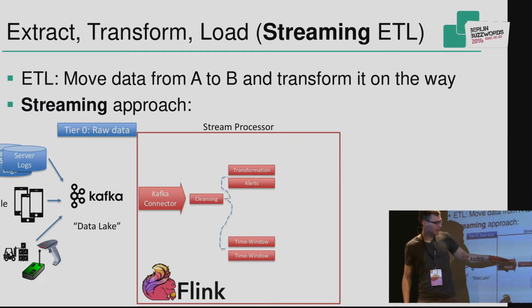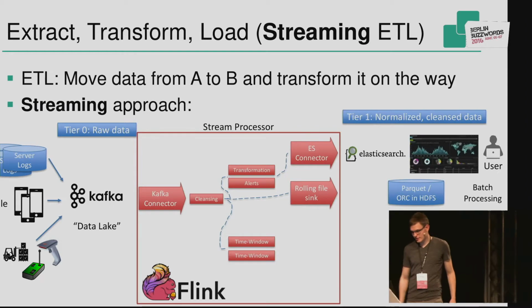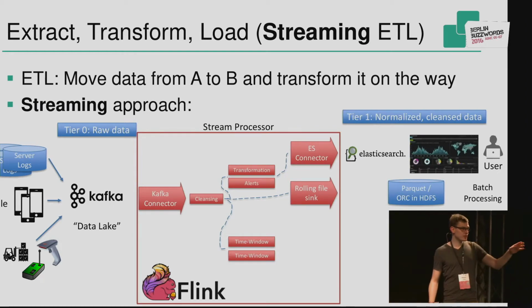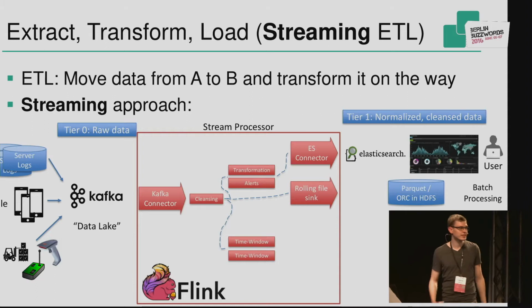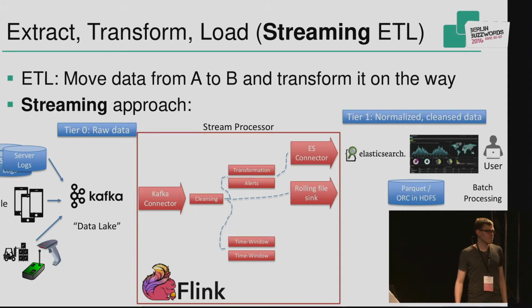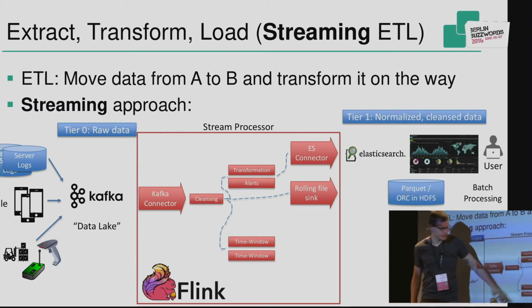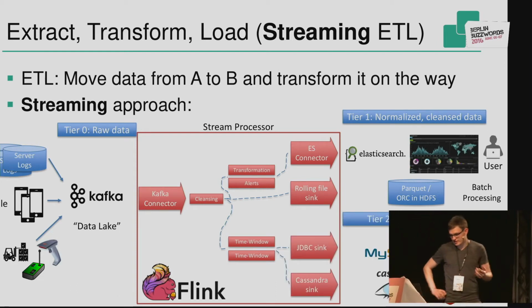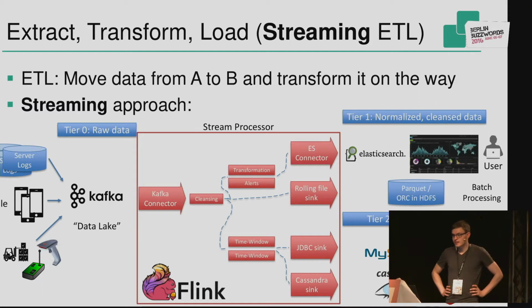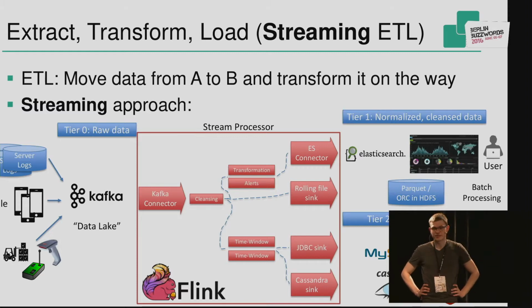And then some of the data goes to a transformation and alert generation. And the output of this data could, for example, go to Elasticsearch again and to a rolling file sink. So the rolling file sink is, for example, creating a new directory every minute where the system is putting data into. And the other part of the clean data is going into time windows to do some real-time aggregations. So we have, for example, a JDBC sink or a Cassandra sink that allows you to send data from Flink into these other systems.